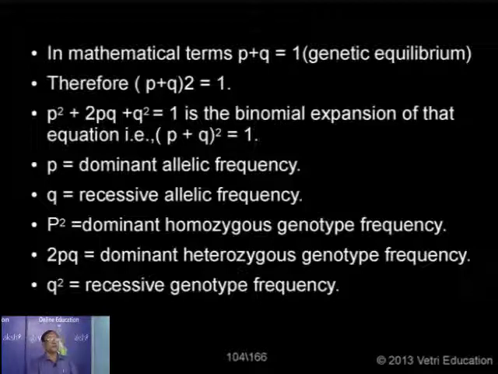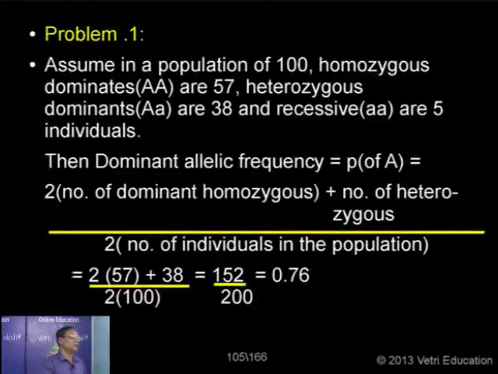So if you know the value of any one of these three, either P square or 2PQ or Q square, we can calculate P as well as Q. So, it is possible to calculate the gene frequencies only if a person knows the genotype frequencies. Now we have certain problems also just to explain this concept.